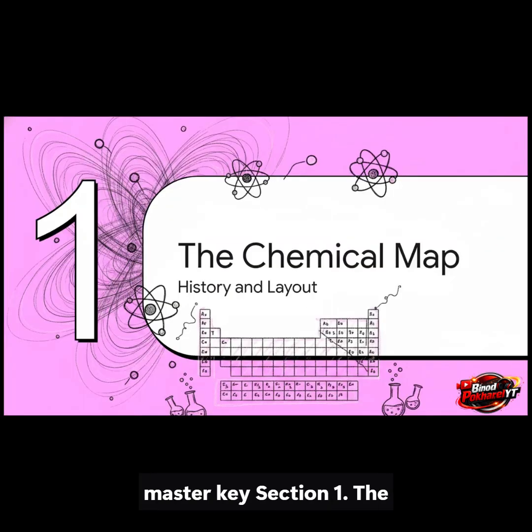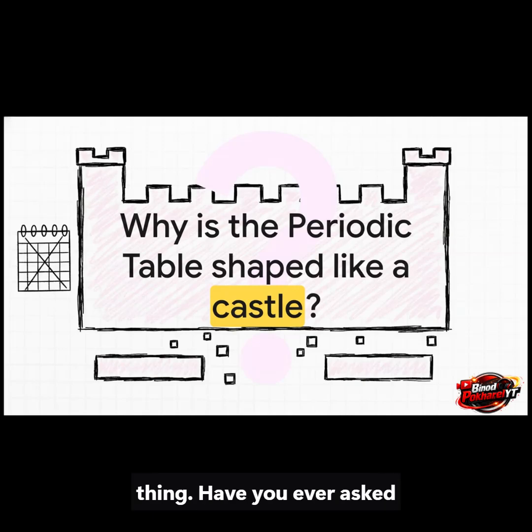Section 1. The ultimate chemical map, covering its history and layout. So let's look at the actual structure of this thing. Have you ever asked yourself, why is the periodic table shaped like a castle? Like, why isn't it just a simple uniform grid like a calendar or a spreadsheet? Why are there these weird gaps at the top and those two towers on the sides?